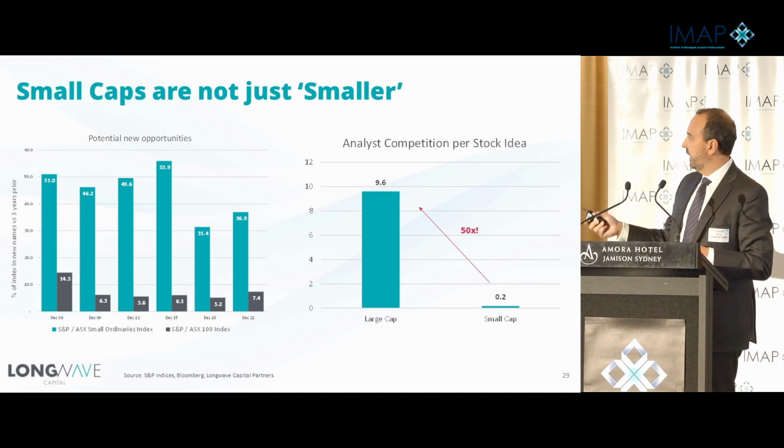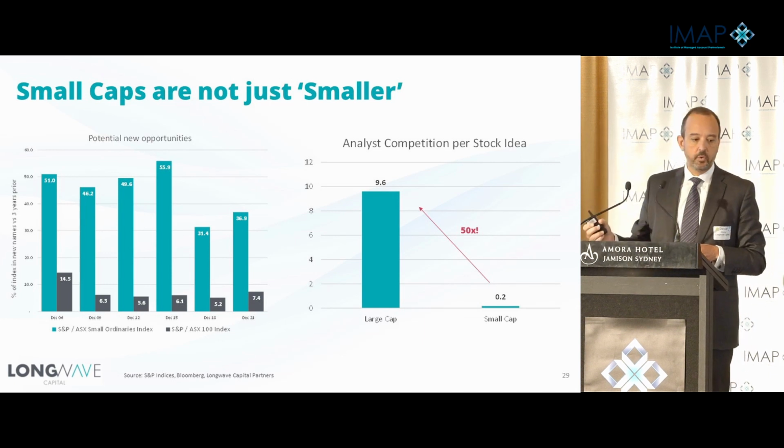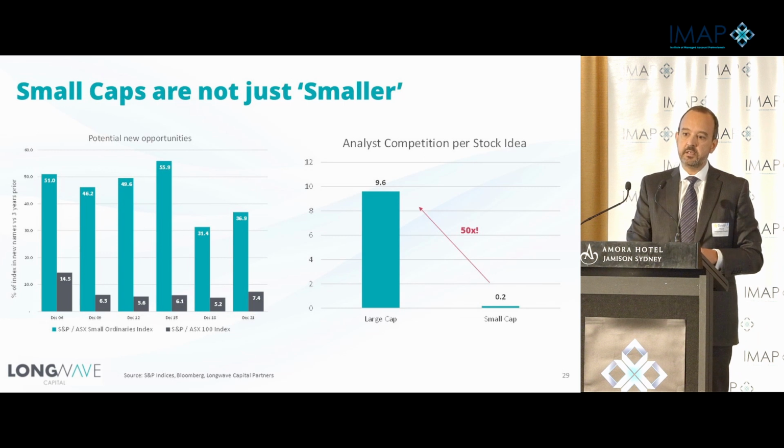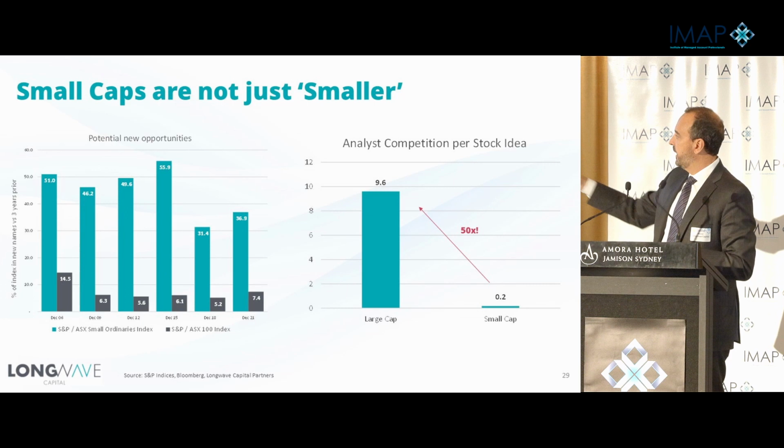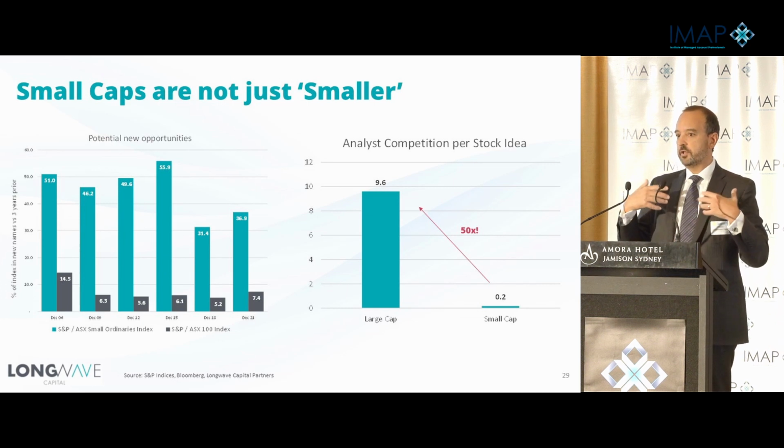So just to explain the chart on the left, you might not have seen something like this before, but what we've done is we've taken the Small Ordinaries universe and every 3 years in the teal bars, we've said how much has that universe changed, right?